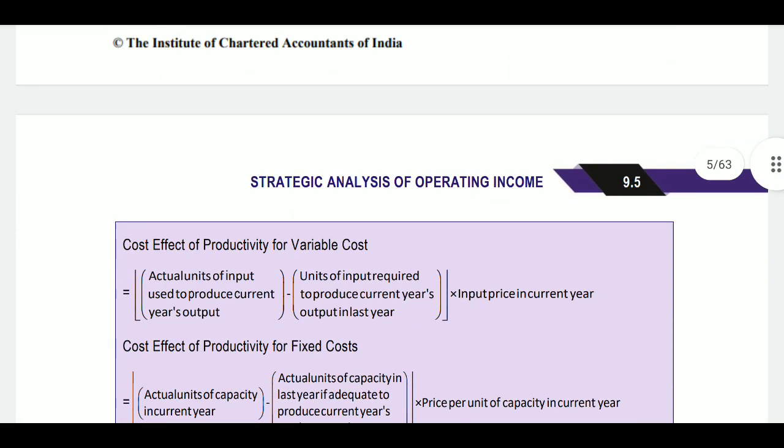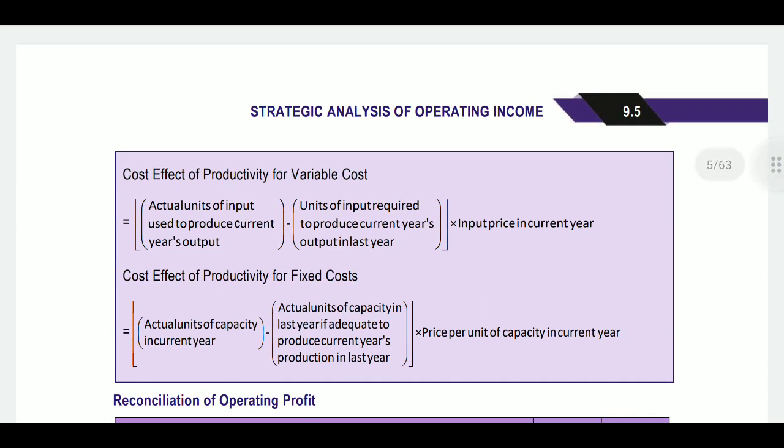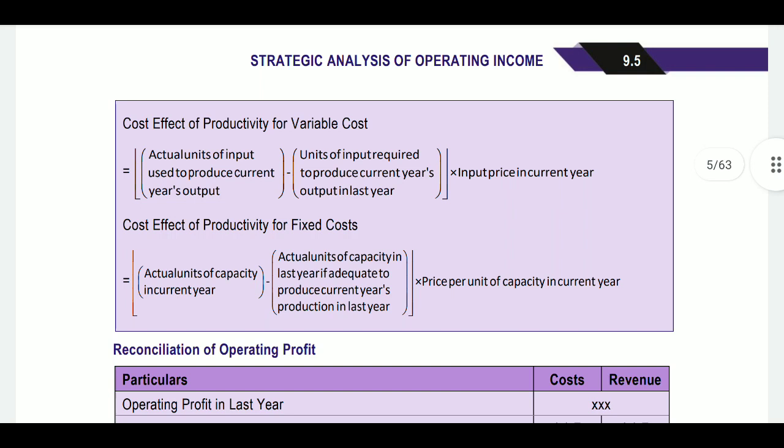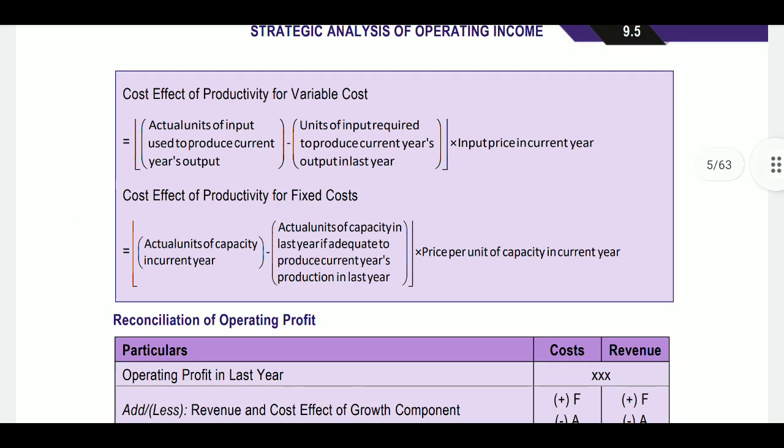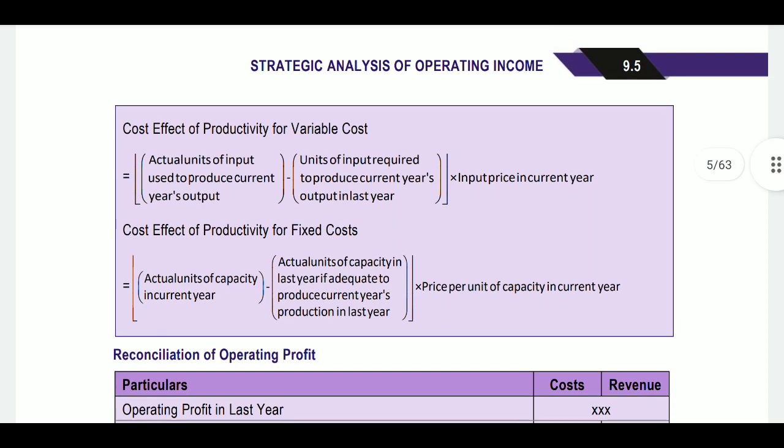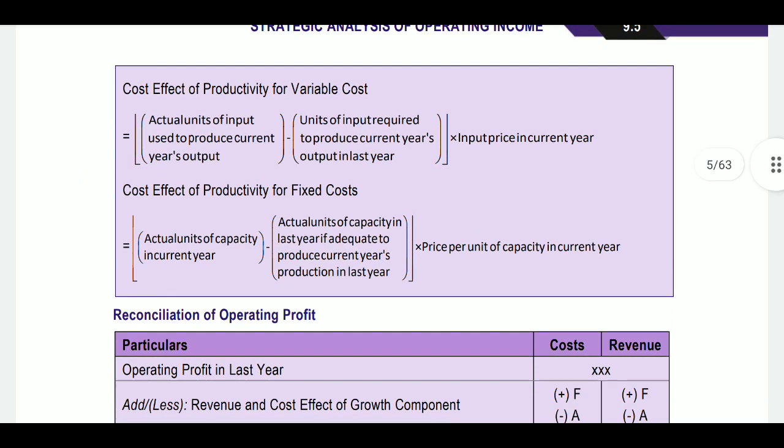And it will measure the change in operating income due to change in product mix, if you have any change in your product mix, and this will calculate the measure, and yield inputs as compared to last year. This component uses current year's prices of inputs to measure the changes in cost only. Cost effects will be variable cost, maybe fixed cost.